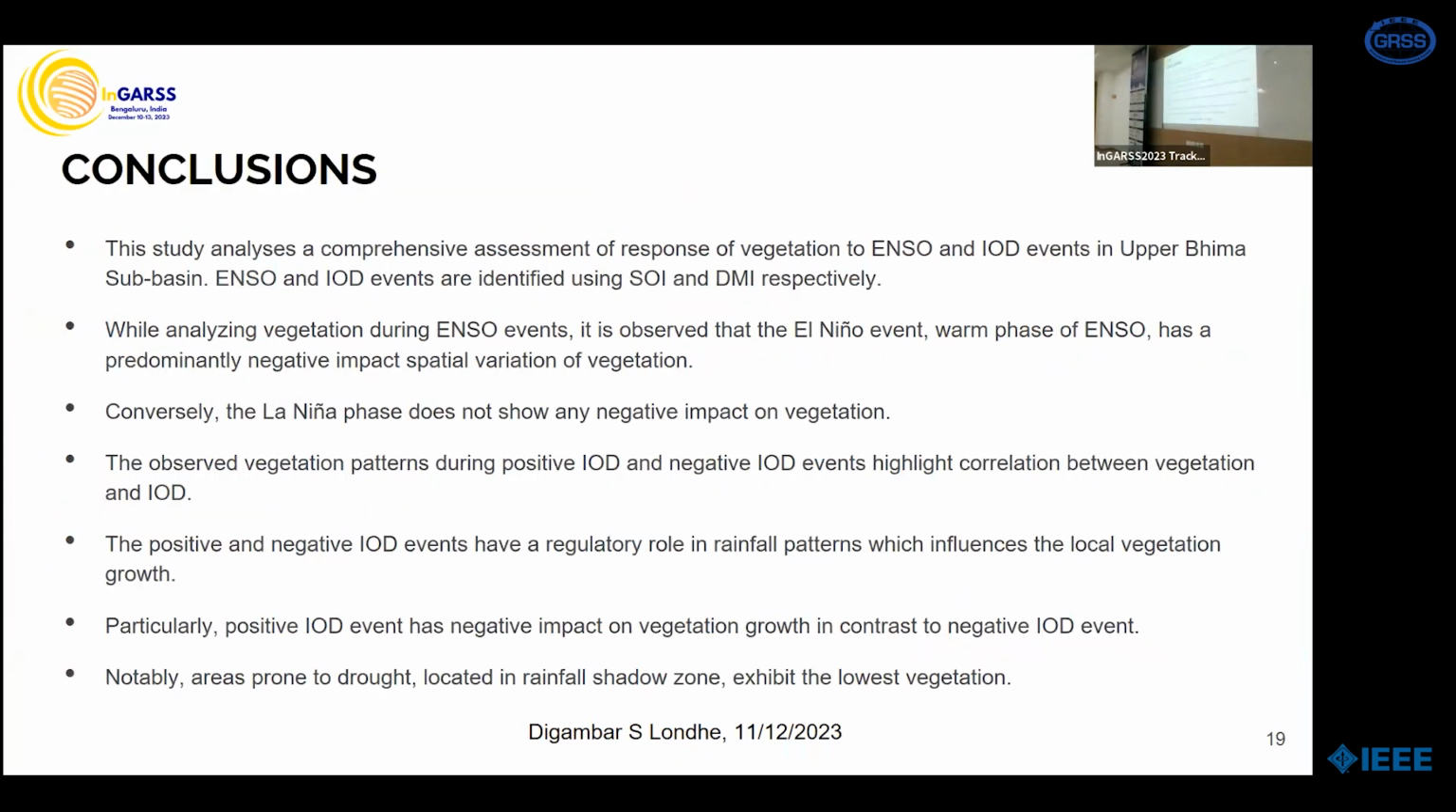So these are the conclusions of my study, a comprehensive assessment of the response of vegetation to ENSO and IOD events. While analyzing, it is observed that the El Nino event, which is the warm phase of ENSO, has a predominantly negative impact on the study area as compared to the La Nina event. Similarly, during IOD events, positive IOD is affecting vegetation negatively as compared to negative IOD events.